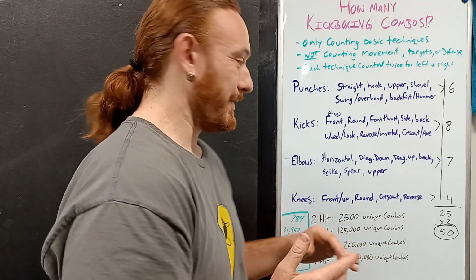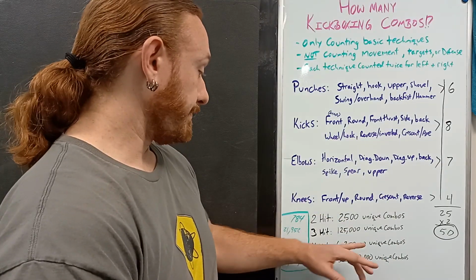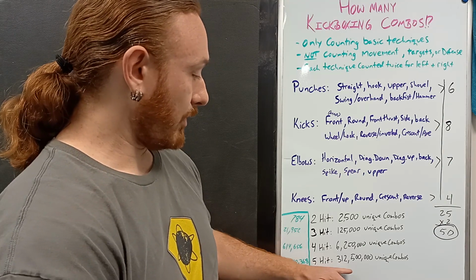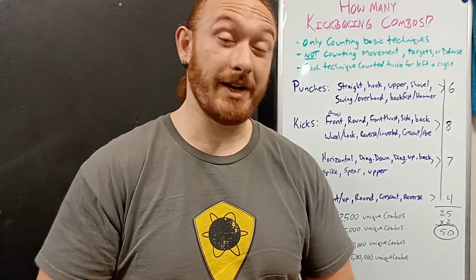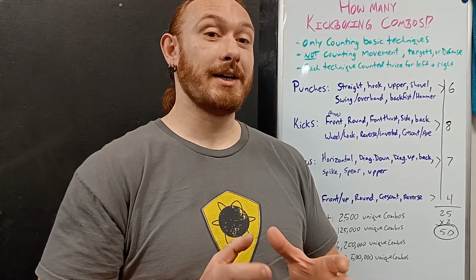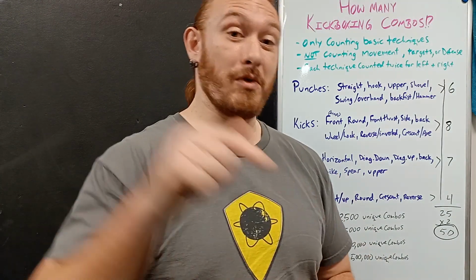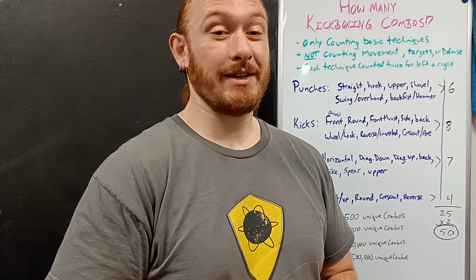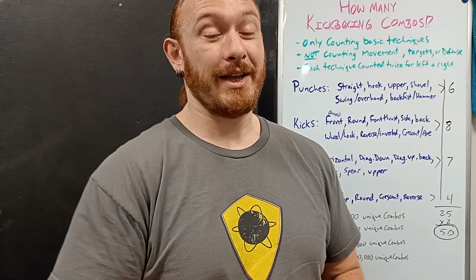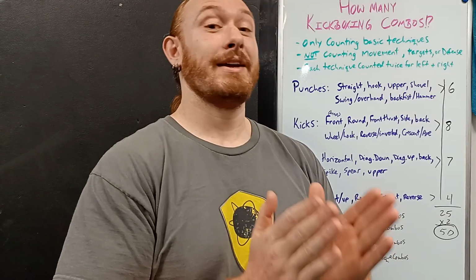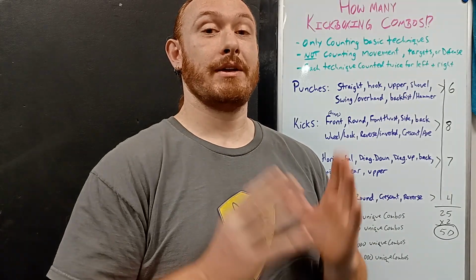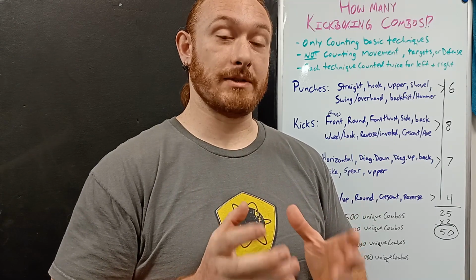So, all right. At a 5-hit combo, you've got 312,500,000 unique combos. That is almost enough to have one unique combo for each person in the United States. It's not quite enough, but almost. That's a lot. That is a ton. That is an absolute ton of unique combinations that you could put together.